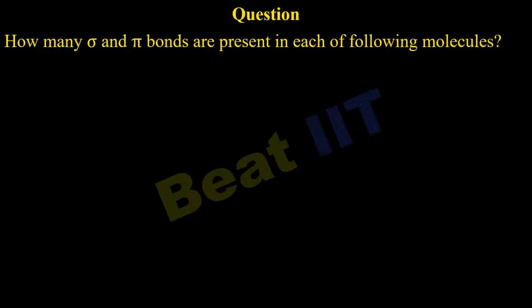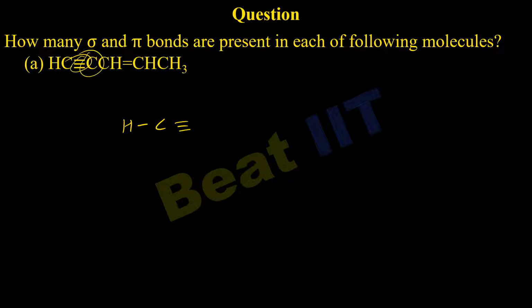Now the question: how many sigma and pi bonds are present in each of the following molecules? The first one. For such questions, you will always draw the expanded form of the structure. Expanded form means you need to show all the bonds. So the expanded form of this one will be HC, and then here a triple bond.